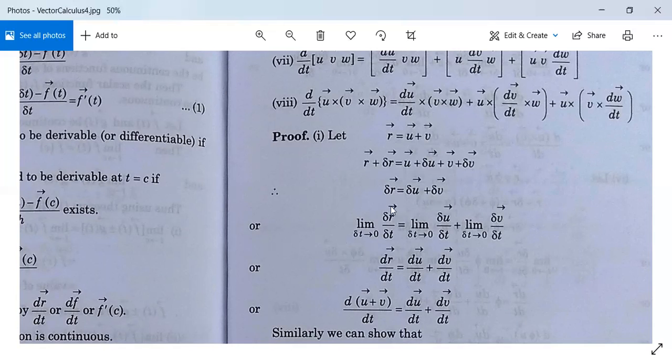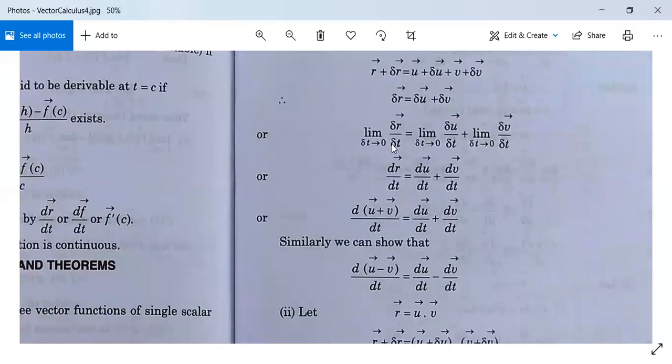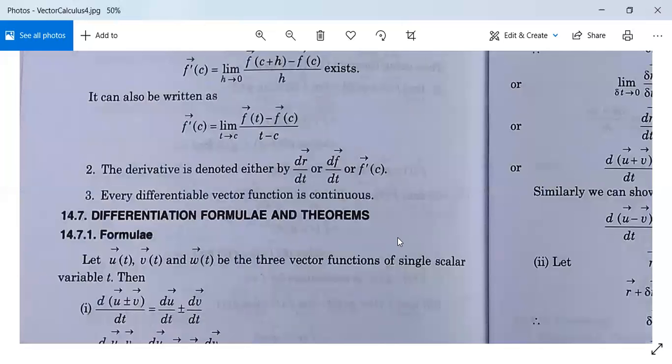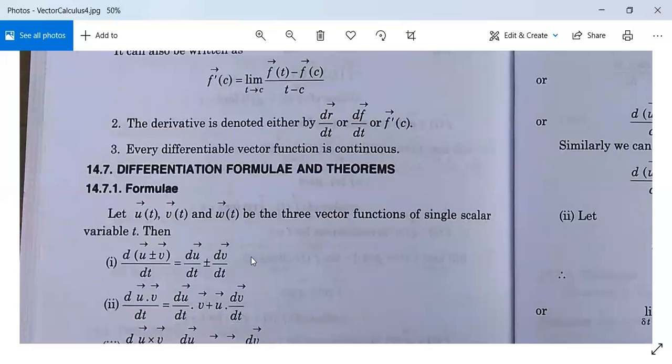Now limit delta t tends to 0 of delta r by delta t is equal to limit delta t tends to 0 of delta u by delta t plus limit delta t tends to 0 of delta v by delta t. First divide by delta t and take limit delta t tends to 0. So it will be dr/dt is equal to du/dt plus dv/dt, or d/dt of (u plus v) is equal to du/dt plus dv/dt. So one part is proved. Similarly, you can show that d/dt of (u minus v) is equal to du/dt minus dv/dt. So this first portion is proved.